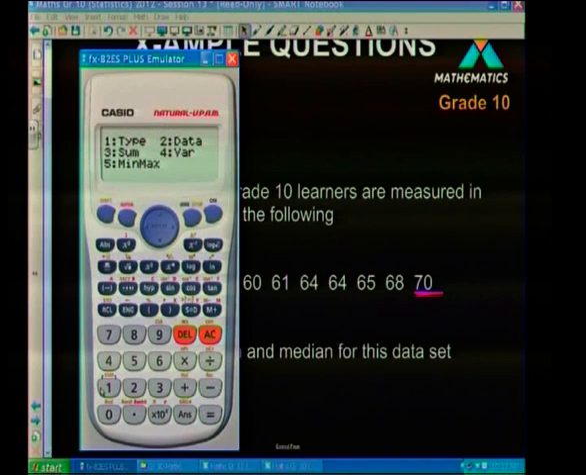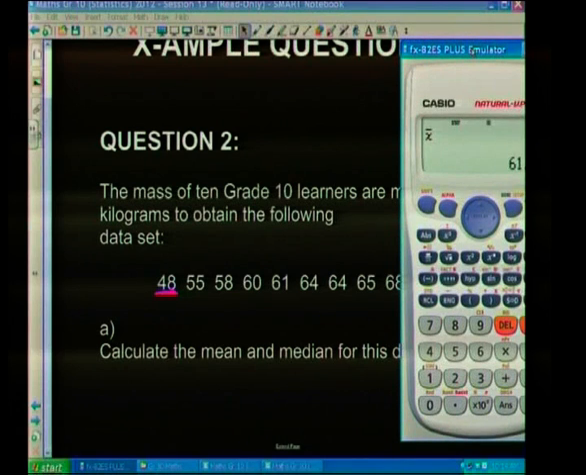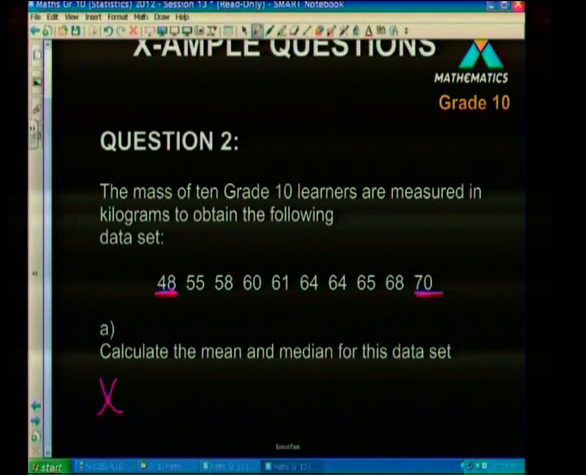AC, Shift 1, I pick number 4, then I pick number 2, and the mean mass is 61,3 kilograms. So I'm going to say mean is 61,3. And boys and girls, remember your units. We are dealing in kilograms. We know this, so you have to write that down. Right.